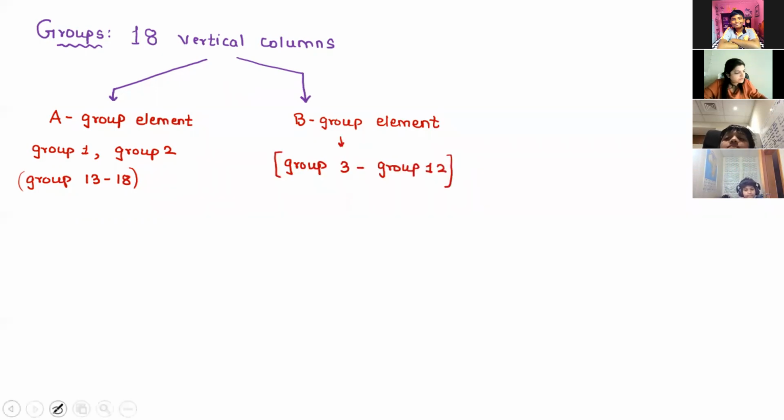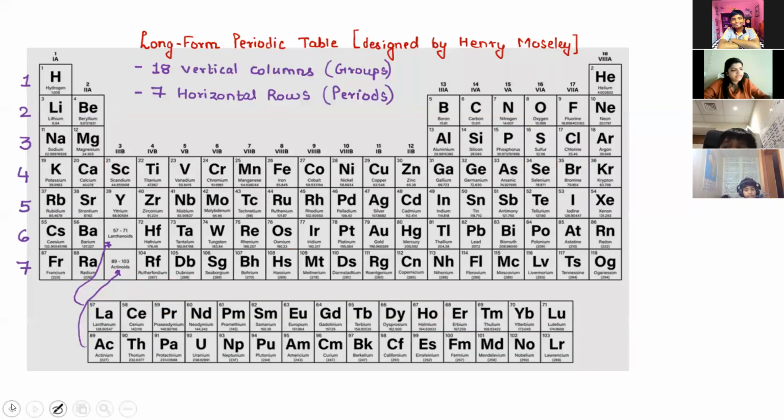So I'm going back to the periodic table. See, this is 1, this is 2, 13, 14, 15, 16, 17, and 18. These circles are my A group elements, which is group 1, group 2, group 13 to group 18.